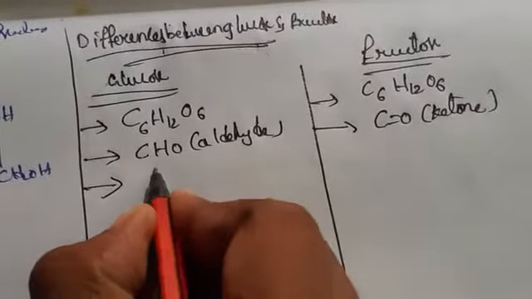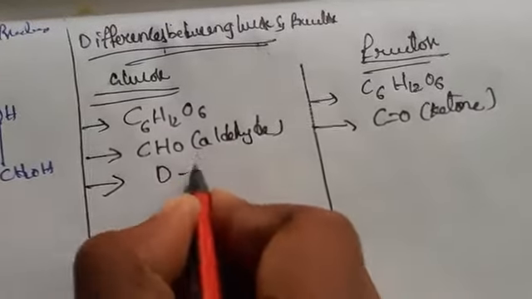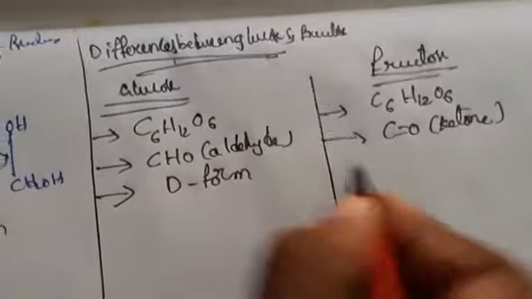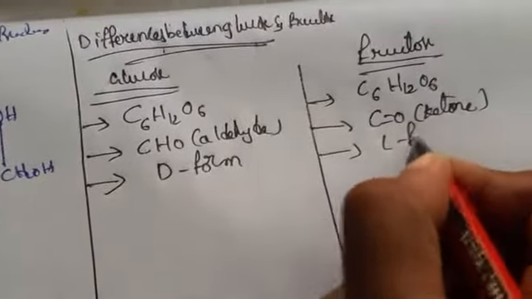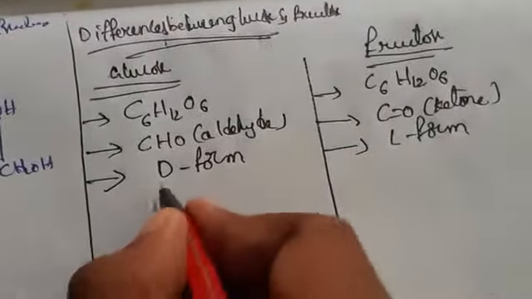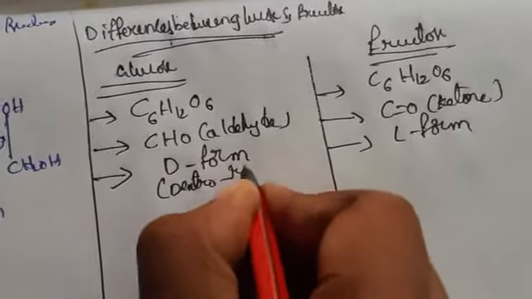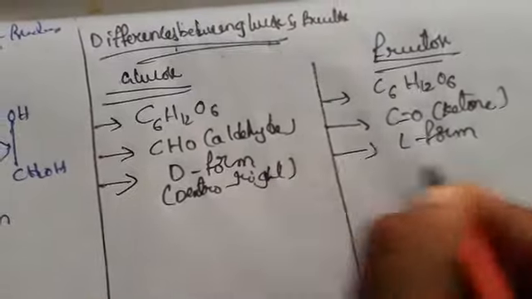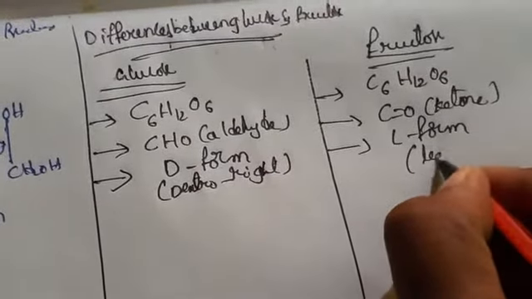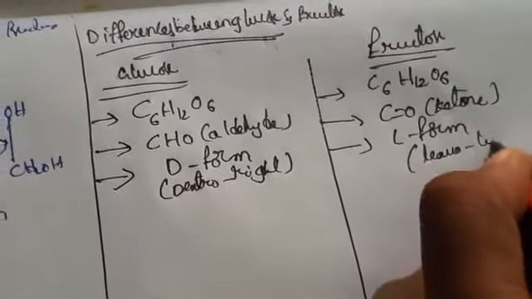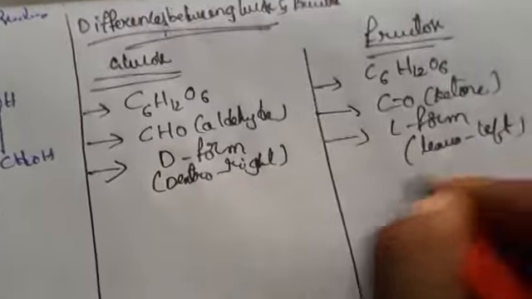What happens here? It gives only the D form, and here it gives the L form. D form means what here? Dextro, meaning right side rotation. L form means what here? Levo, meaning left side rotation. Okay.